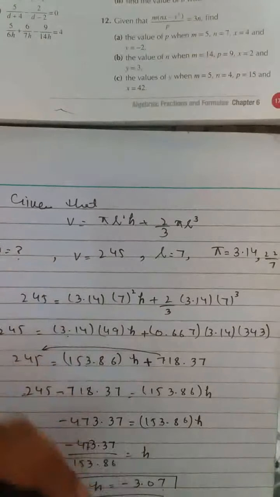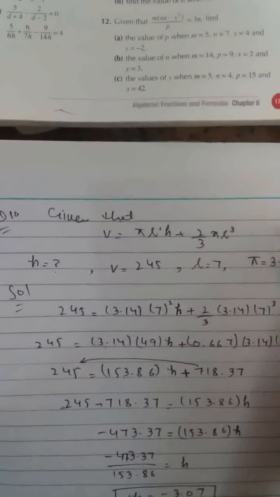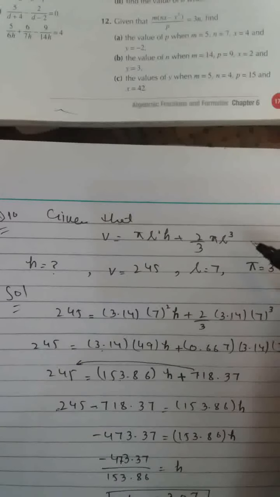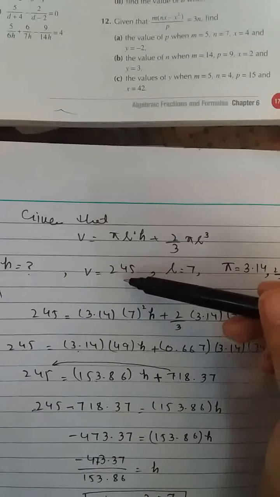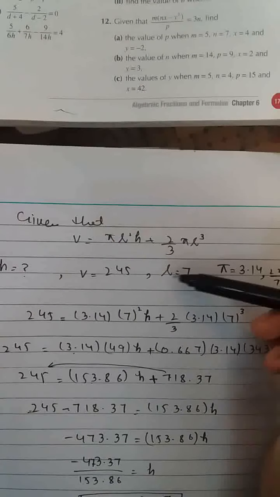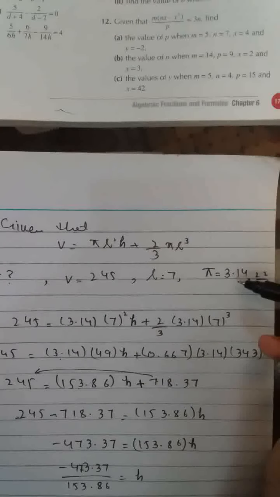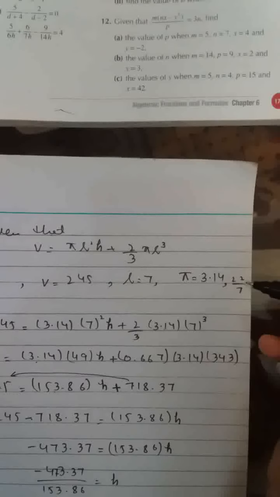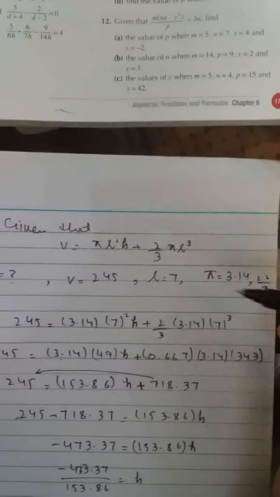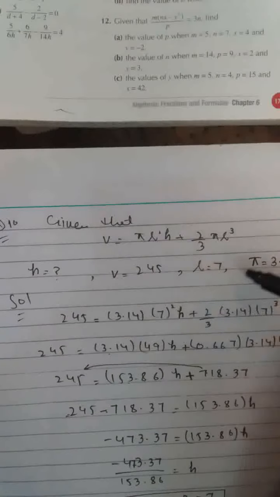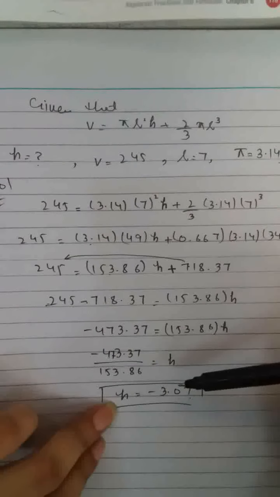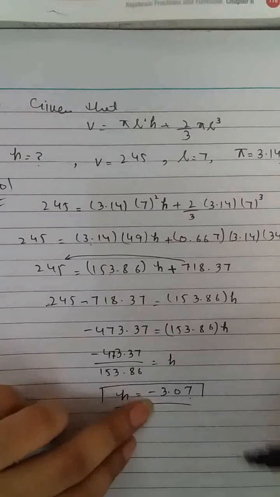Got it? Here the data is given in the statement: V value of 245, r equal to 7, and pi equal to 3.14. You can also take the value of pi in the form of the fraction 22/7. We find the value of h. We put all these values in the given statement and find out the answer of h, and at the end the value of h equal to 3.07.